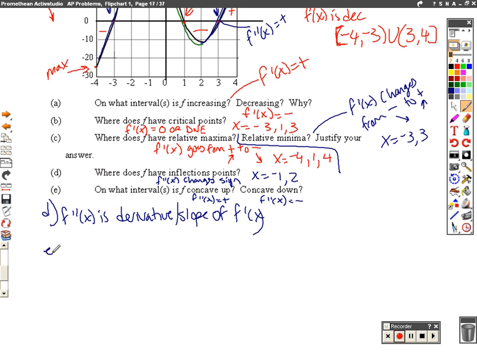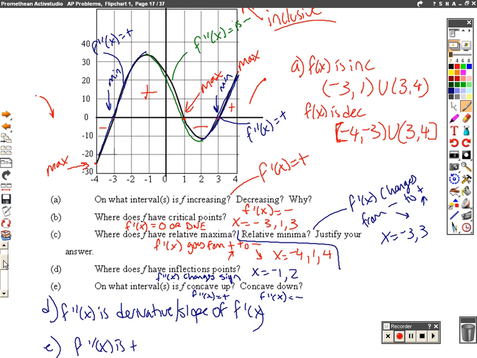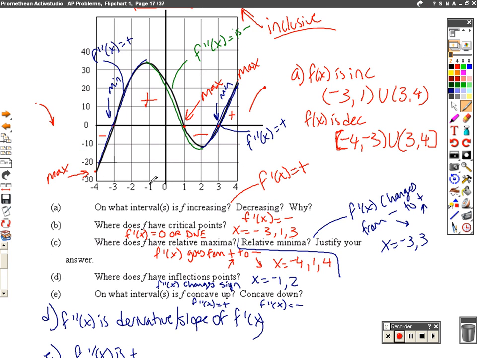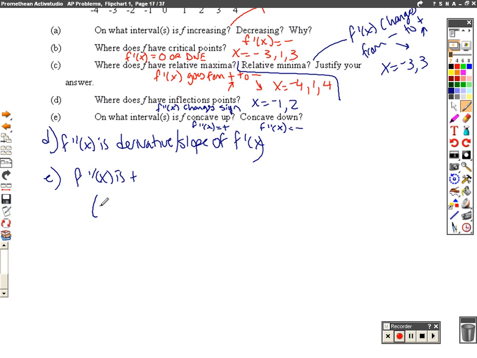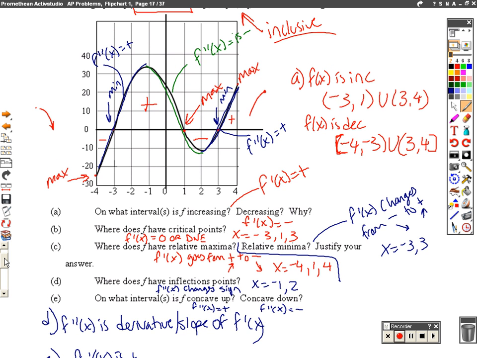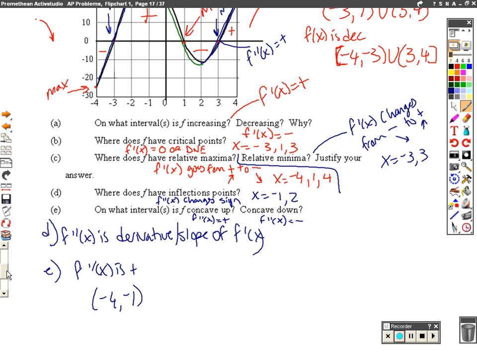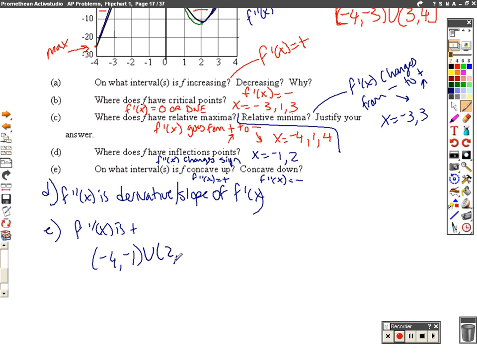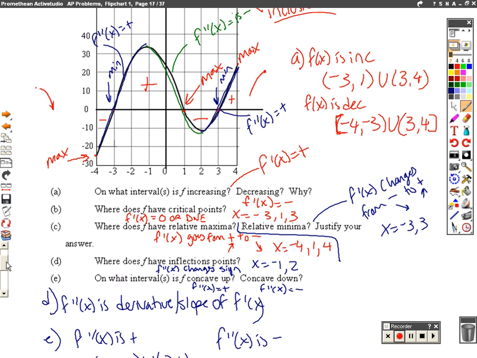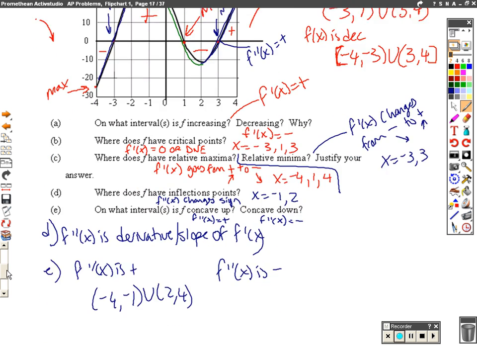So let's look here at E. f double prime of x is positive from -4 up until -1, and 2 to 4. f double prime of x is negative in between those two, so from -1 to 2.